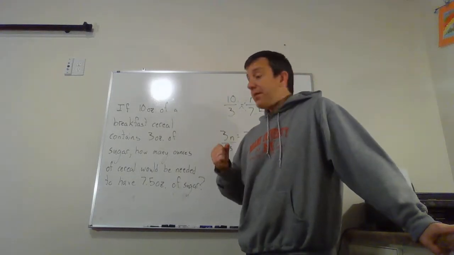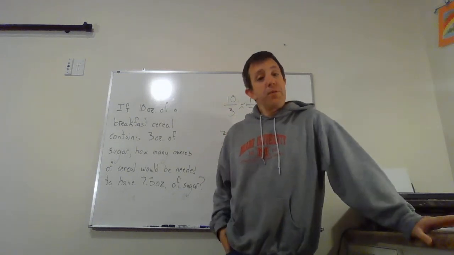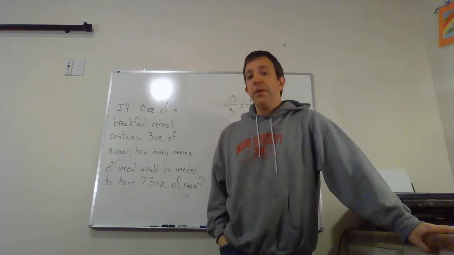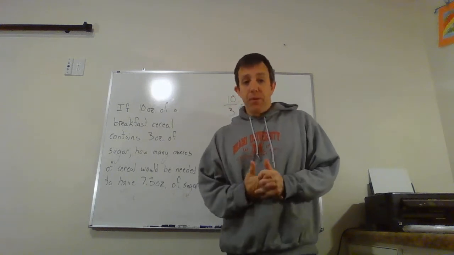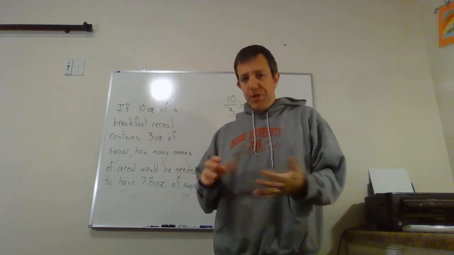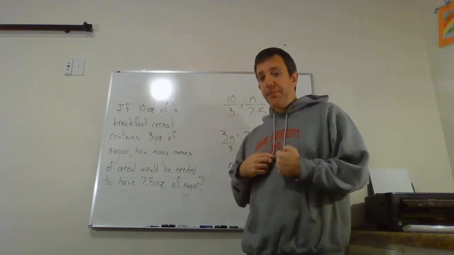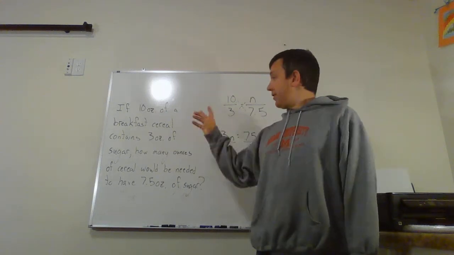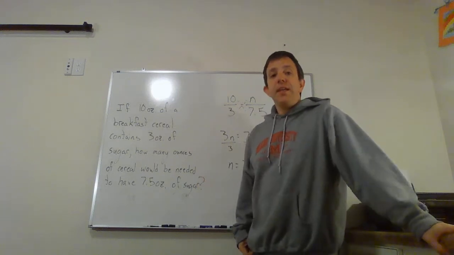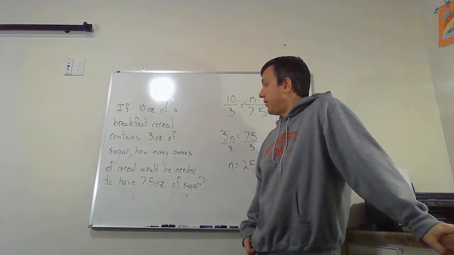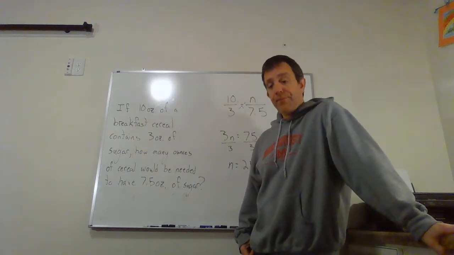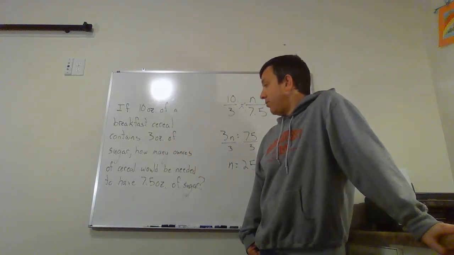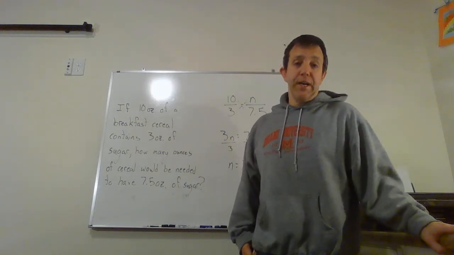Okay, so here is another example of a story problem that we will use proportions for. So remember, what we're looking for to use proportions is the presence of ratios. We need two of them, one where we know the whole ratio and one where something's missing. So here, let's take a look at this one. It says if 10 ounces of a breakfast cereal contains 3 ounces of sugar, how many ounces of cereal would be needed to have 7.5 ounces of sugar?